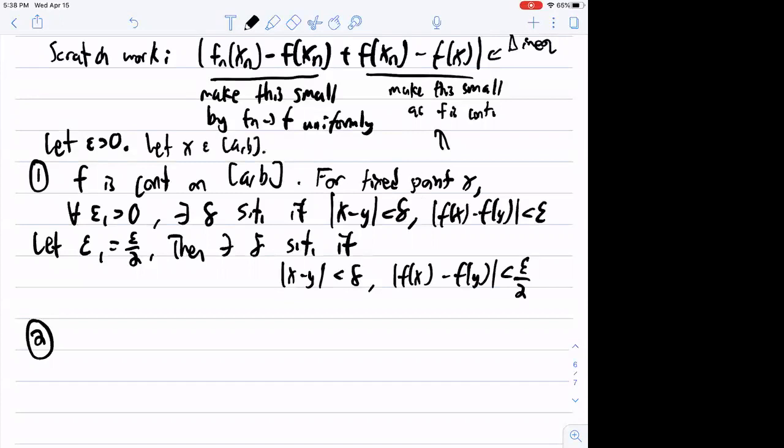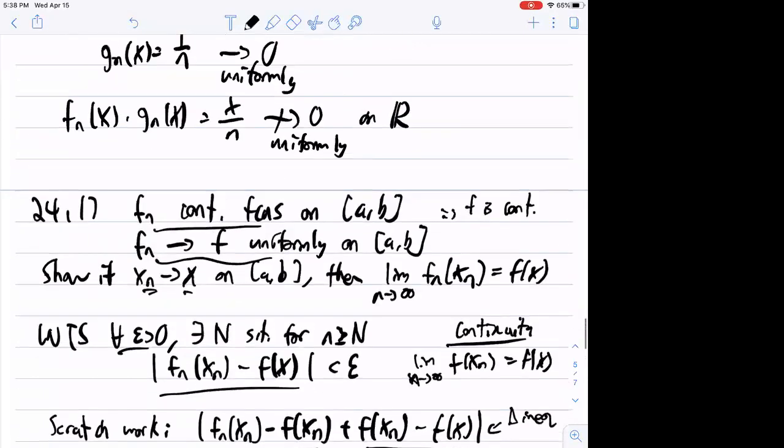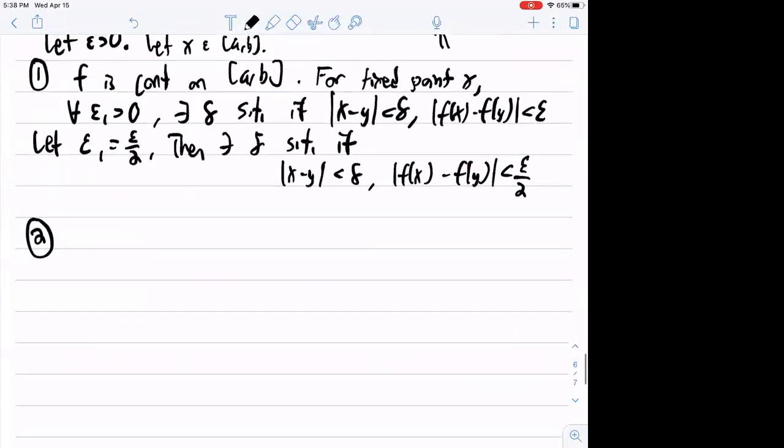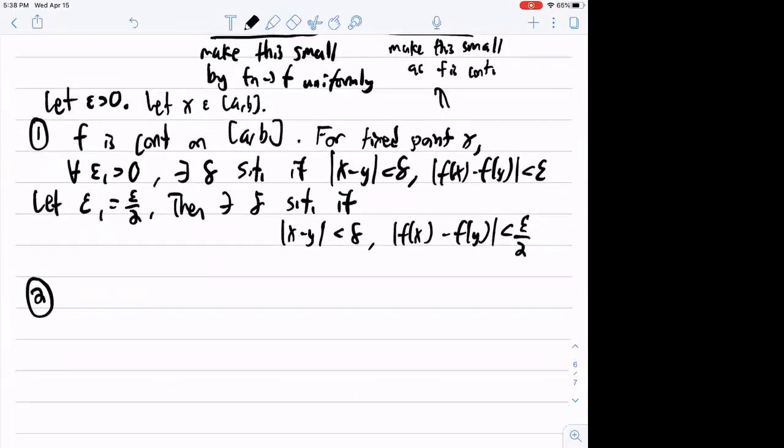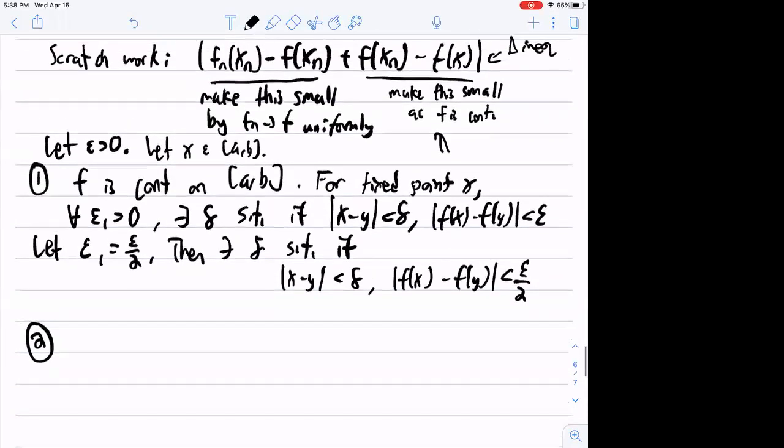So we're not showing a uniform convergence here, right? When we write limit fn xn equals f of x, it means pointwise. So for x in AB, this is true. Now this is only true if my points y are close enough to x, right? If it's within the delta interval. So I need my xn's to be in the delta interval, right?